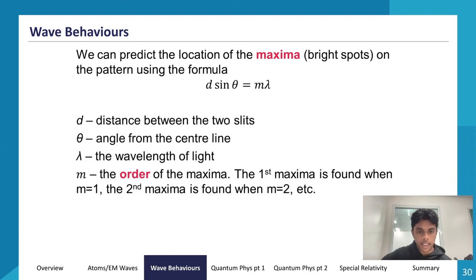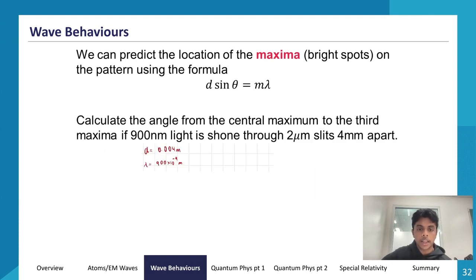So if we go back to d, d is the distance between the two slits. They've given us the distance between the two slits is 4 millimeters. So light is shown through 2 micrometer slits 4 millimeters apart. So that's what they've given us, right? So now we need to use the formula, rearrange the formula to calculate the angle. So we need to find theta.